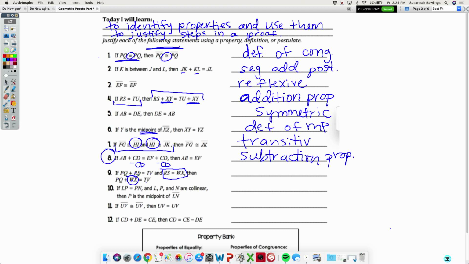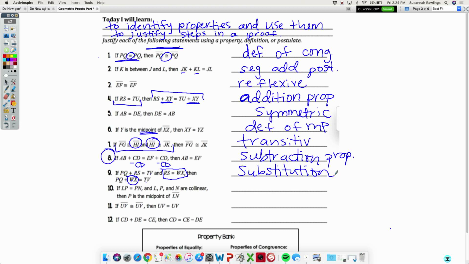What do I call when I plug in? Yes, substitution property. So that one's a little tricky. We plugged in something of equal value there. So that WX changed from an RS because they are of equal value.